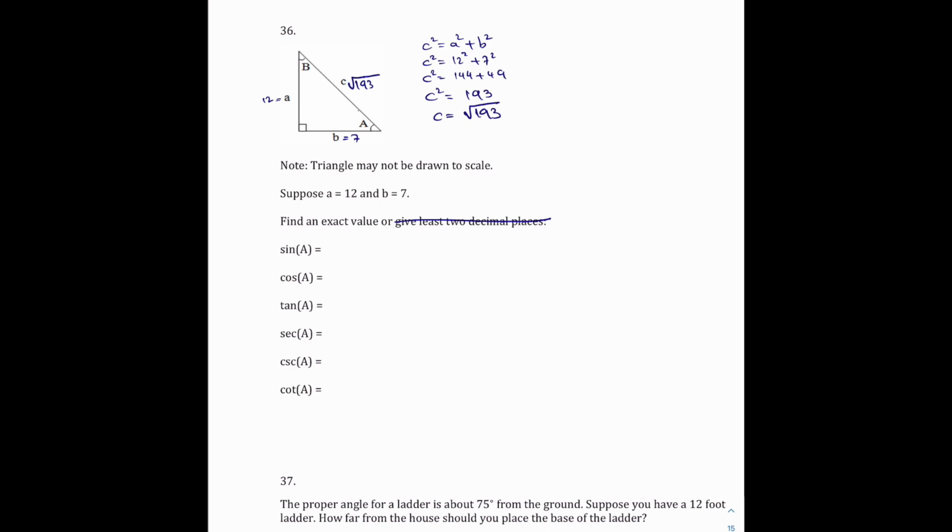Sine A is opposite over hypotenuse, so 12 over square root of 193. I'm going to rationalize by multiplying by square root of 193 over square root of 193. That will give me 12 root 193 over 193. Cosine A is adjacent over hypotenuse, so that is 7 over root 193. Rationalize, multiply by root 193 over root 193. You get 7 square root of 193 divided by 193.